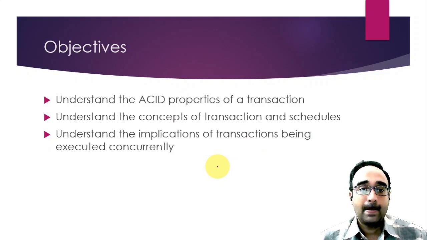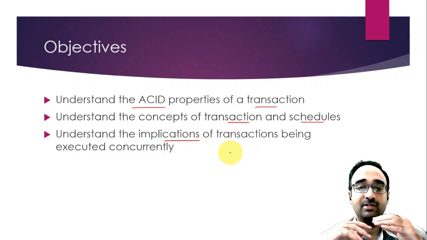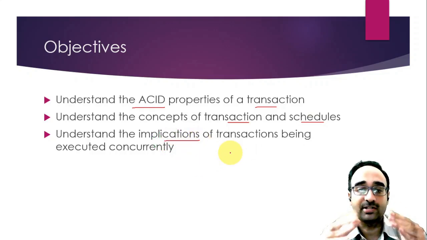Okay, and the objectives for this module 5 are, of course, you should be able to understand what are ACID properties related to a transaction, and you should understand what is meant by a transaction first, and then what is a schedule, and then what are the different implications that occur when you execute transactions concurrently or simultaneously. So these are the different objectives of this module.